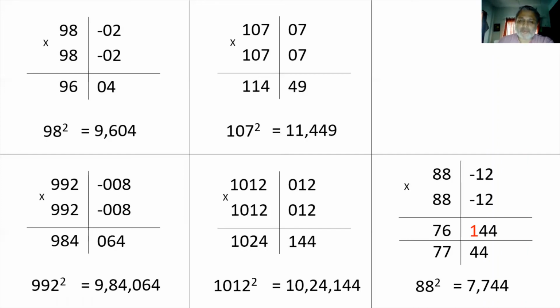So this is how you can find the square of numbers which are close to the base very easily, without using even pen and paper. If you solve a few examples, you'll understand the technique.